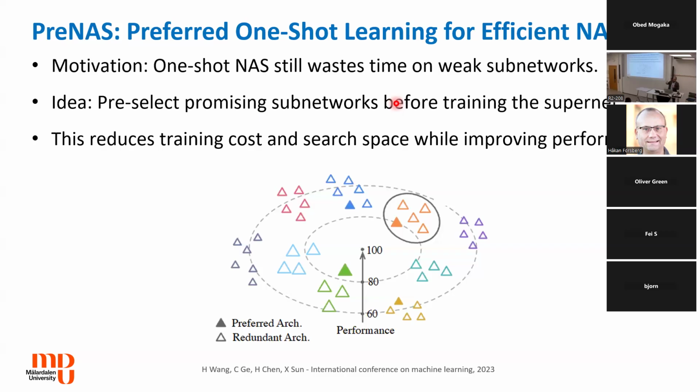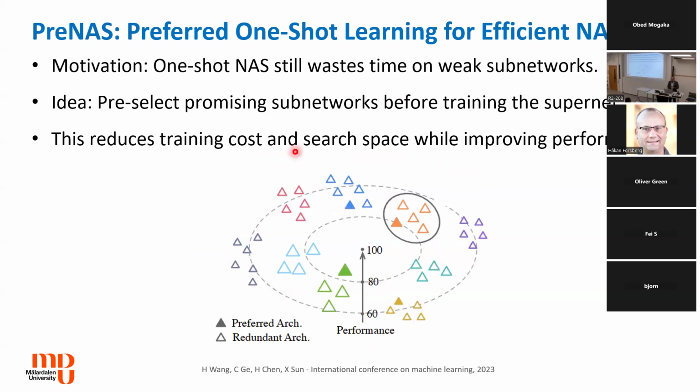So these random subnets could be bad subnets, right? These could be bad networks, and we do not want to train the bad networks. So what if we only take smart networks, really good networks, instead of taking random networks, and then train the supernet based on that? This is their core motivation. This reduces training cost and search space while improving performance.